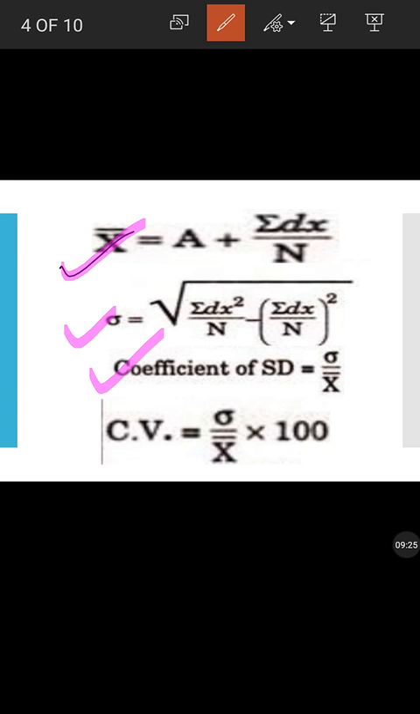We have to calculate coefficient of standard deviation also, because under mean deviation we calculate mean deviation as well as the coefficient of mean deviation. So here also we are going to calculate coefficient of standard deviation. What is the formula for that? Sigma divided by x bar. Okay, sigma divided by x bar. Then coefficient of variation is equal to, that is coefficient of variation also. It's very simple, like we have calculated here the coefficient of standard deviation, sigma divided by x bar. Here under coefficient of variation it is into 100. That is the difference, okay, for coefficient of standard deviation and CV.